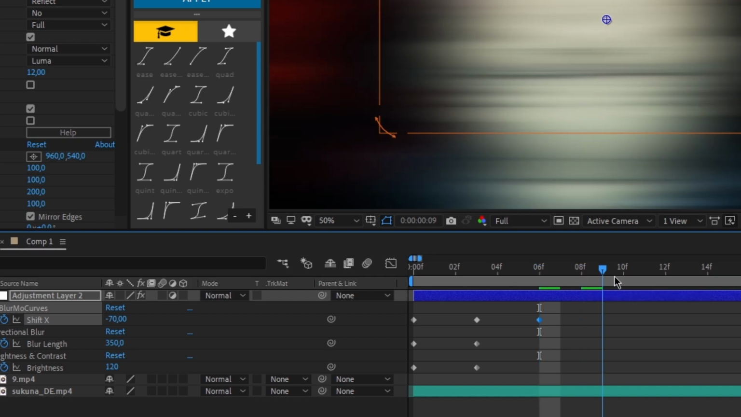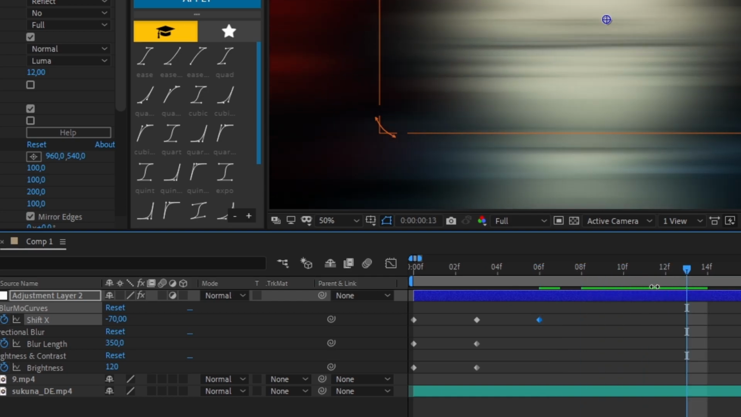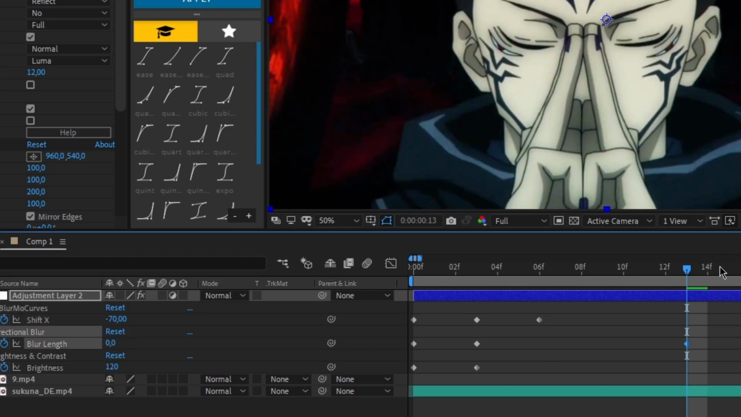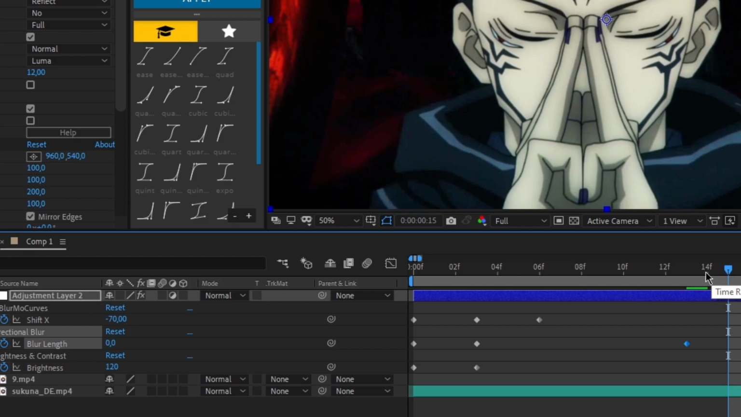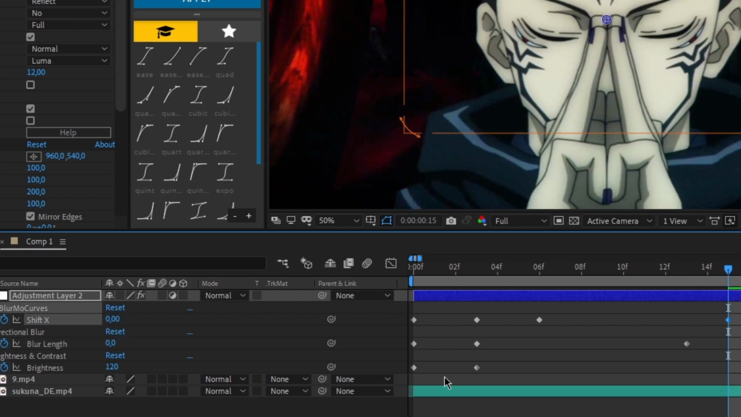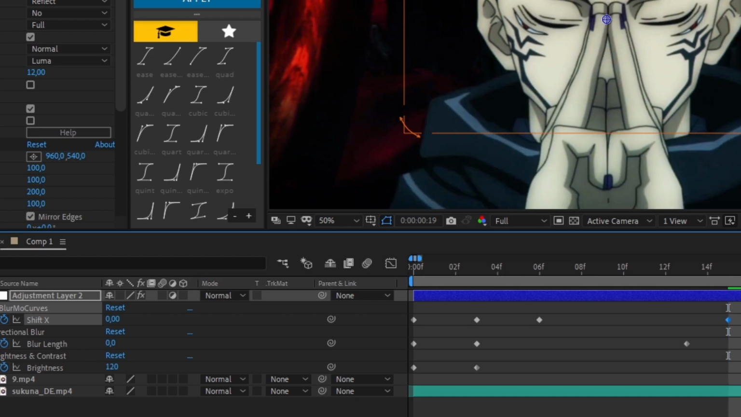and the 13, blur lens 0 and the 15, shift X 0 and the 19th, brightness 0.